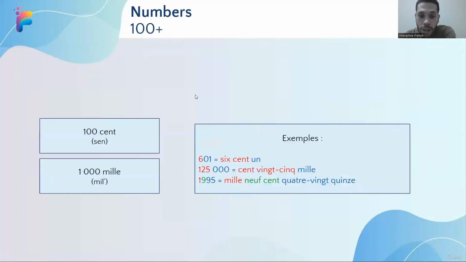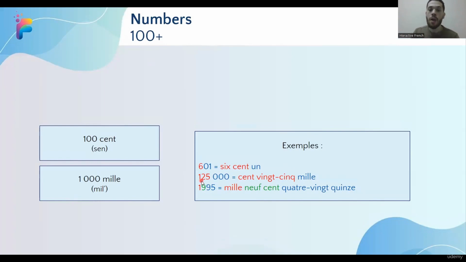Now we can also say 10,000, 11,000, 12,000, 100,000, and so on, right? That also works. So for instance, if we want to say 125,000, that would be cent vingt-cinq mille, right? Again, we read from left to right. Okay, so that was for 100 and plus.